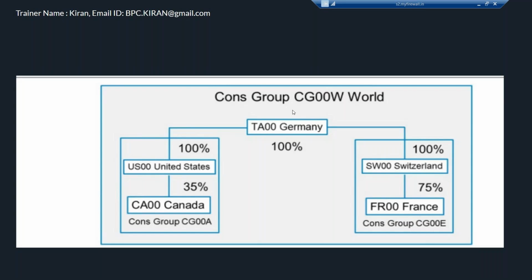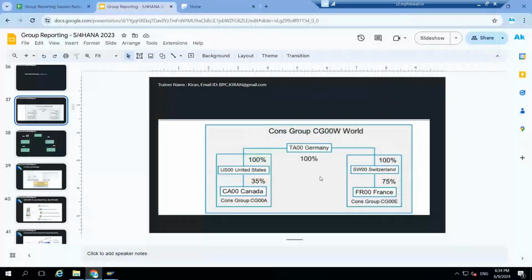It needs some eliminations. It needs some calculations like goodwill and minorities. Then we generate the financial statement for a particular group. When we see Europe financial statements, we see Switzerland and France financial statements. When we see the world group, we will see Germany, United States, Switzerland, France financial statements with eliminations. So how does this happen in the system? That's what we are going to understand now.